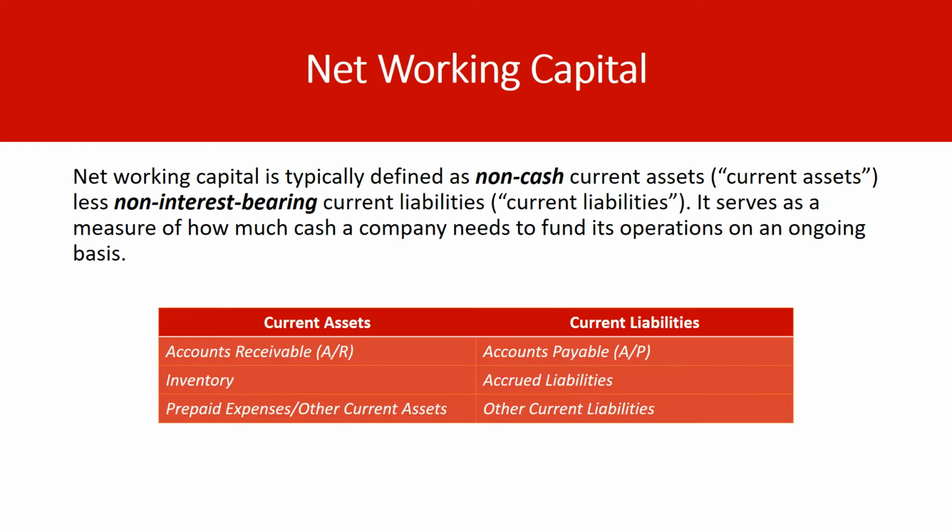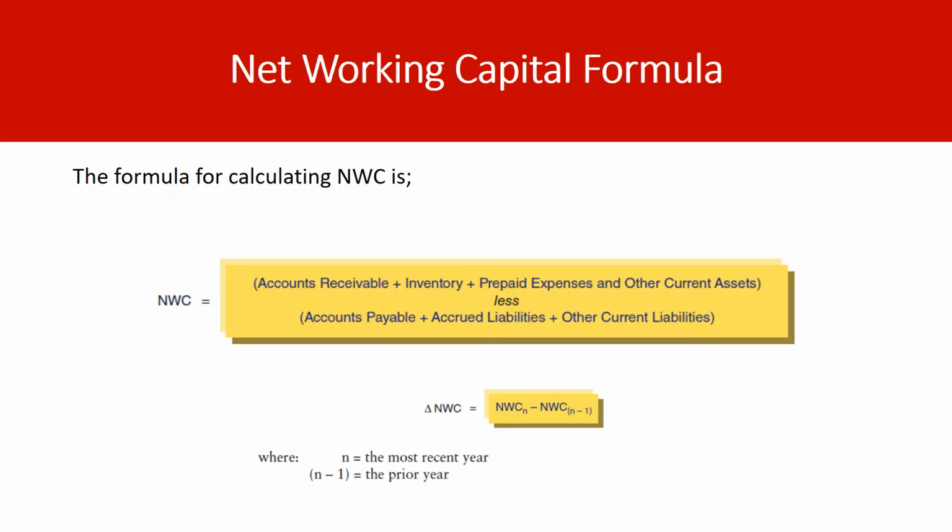Okay, so the things that we do include for the current asset side are accounts receivable, inventory, prepaid expenses, and other current assets. And for current liabilities, it's accounts payable, accrued liabilities, and other current liabilities. So the formula for net working capital is accounts receivable plus inventory plus prepaid expenses and other current assets, or non-cash current assets, less accounts payable plus accrued liabilities plus other current liabilities. So less non-interest-bearing current liabilities.